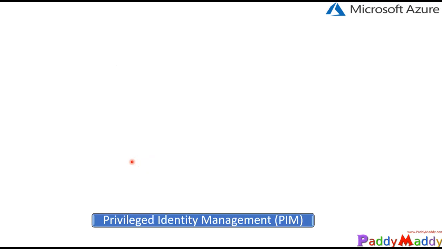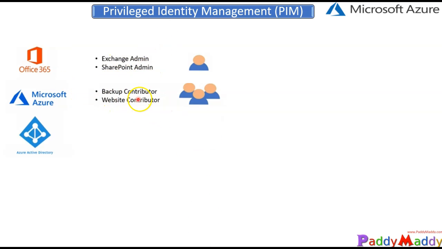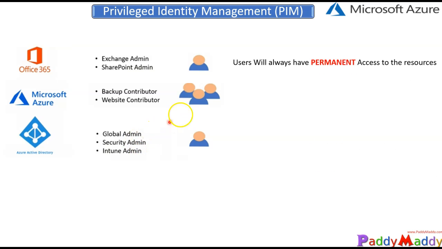Let's take one other example. You have Office 365 or maybe Microsoft Azure or maybe Active Directory. So you may have Exchange admin, as we talked, or maybe backup contributor or global admin. What we are trying to do here, as a summary, is this: users will always have permanent access to resources when we look at a non-PIM case. So these Exchange admins always have permanent access. But if you enable PIM, users never have the full permissions, right? We can make them eligible, and then they can request.